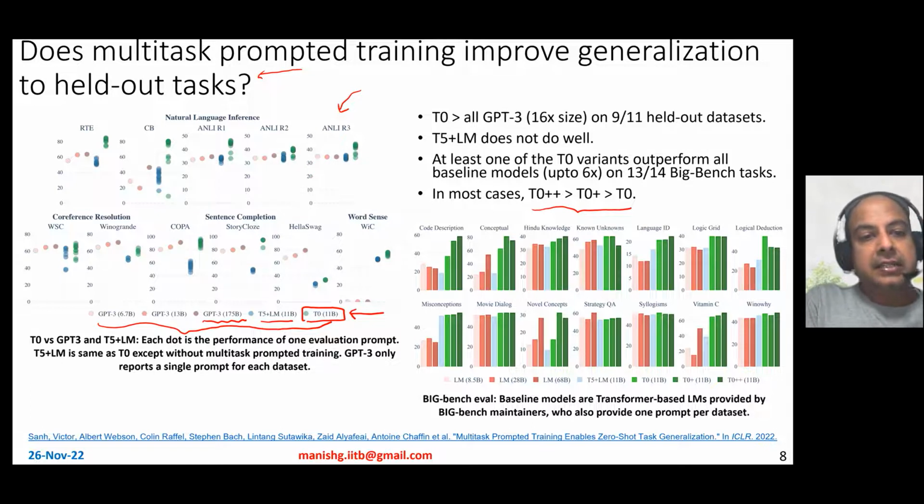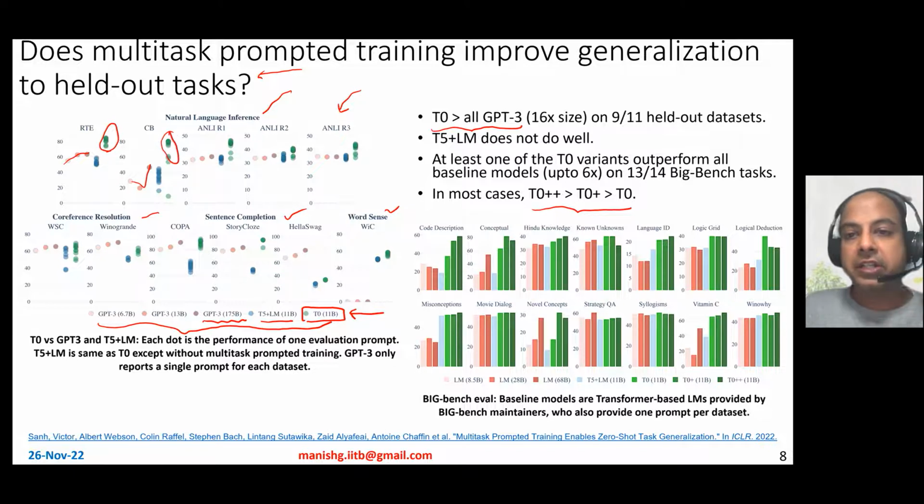Across different tasks, NLI, coreference resolution, sentence completion, word sense disambiguation, and across different datasets, what do you observe? You observe that T0 is actually better than all of the GPT-3 models. For each of those GPT-3 models, the T0 model is way better. On 9 of those 11 held-out datasets, there are 11 of them shown in this picture, the T0 model is better than any of the GPT-3 models, even though it is 16x smaller than the largest one.